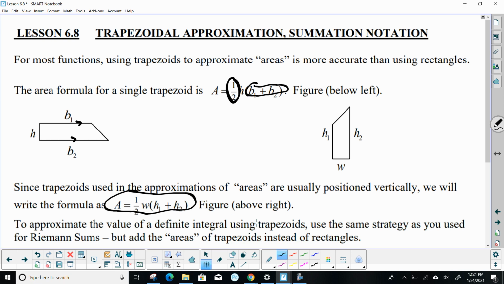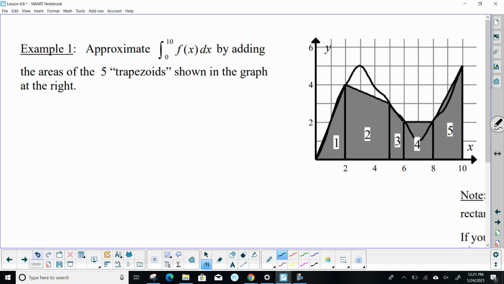To approximate the value of a definite integral using trapezoids, we do the same strategy as Riemann sums. We just take all the areas and add them together. The only difference is that they're trapezoids instead of rectangles. So here's one right here. It says approximate the area under the curve from 0 to 10 of f of x dx by adding the area of the 5 trapezoids shown in the graph.